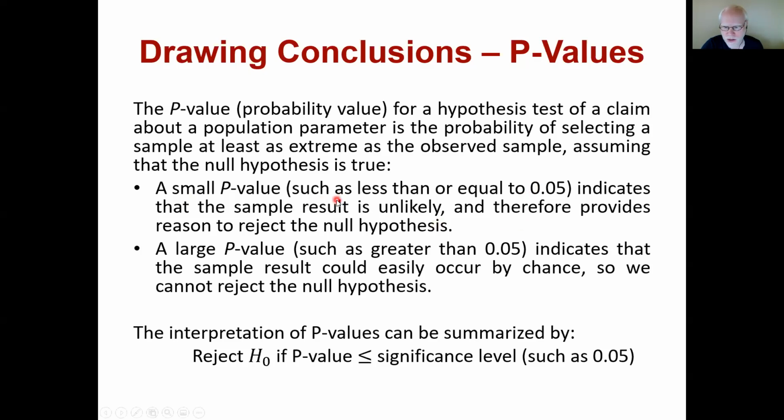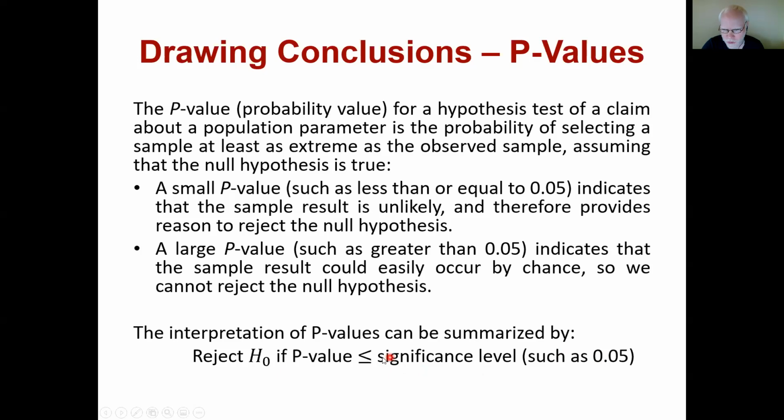So a small p-value, even without the critical values, we know the smaller the p-value means that the result is unlikely. A larger p-value means that the sample is not necessarily likely, but it's more likely. So the interpretation of p-values can be summarized by: we reject a null hypothesis if the p-value is less than the significance level, such as 0.05. So if we choose that we're willing to take only a 5% chance of being wrong, so a 5% chance that we just got unlucky with our sample.